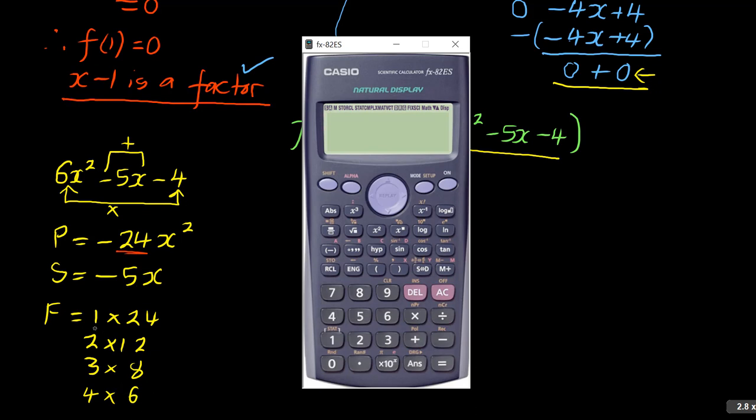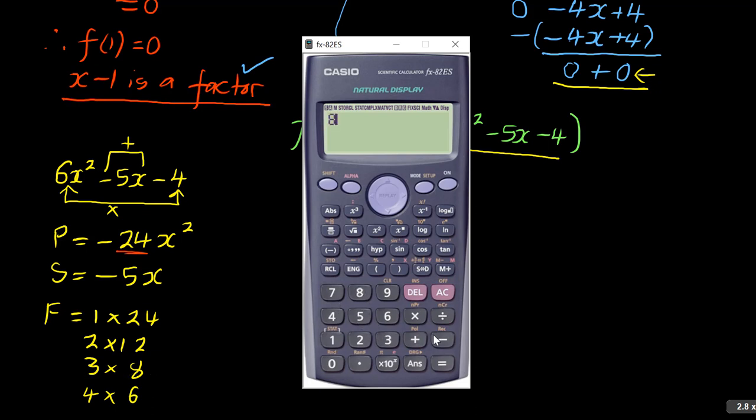Now, you can see that 1 and 24 will never give me a sum of negative 5. Even if I say 1 plus 24 or 24 minus 1, I will never get a 5. 2 and 12 also will never give me a 5. 3 and 8, we can pause there. You can see that 3 and 8 can give me a 5. Move on. 4 and 6 cannot give me a 5 even if I subtract them. But 3 and 8 can give me a 5.